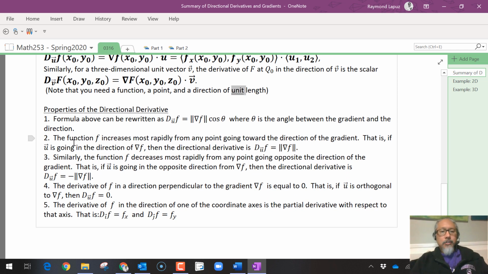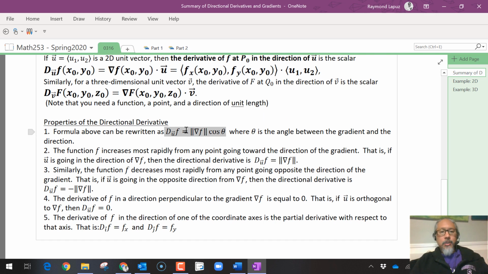So some properties of the directional derivative. The directional derivative formula can be written as a cosine of something. Now it's a dot product between the gradient and a unit vector, so that would be the magnitude of the gradient times the magnitude of the unit vector times cosine of the angle between them, but the magnitude of the unit vector is 1, so we can just say that there's a 1 in between here.